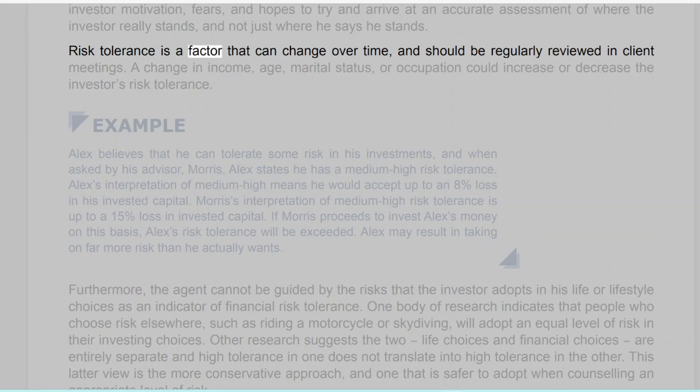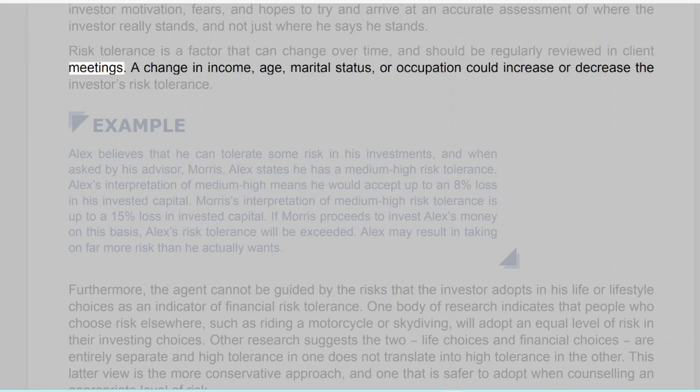Risk tolerance is a factor that can change over time and should be regularly reviewed in client meetings. A change in income, age, marital status, or occupation could increase or decrease the investor's risk tolerance.